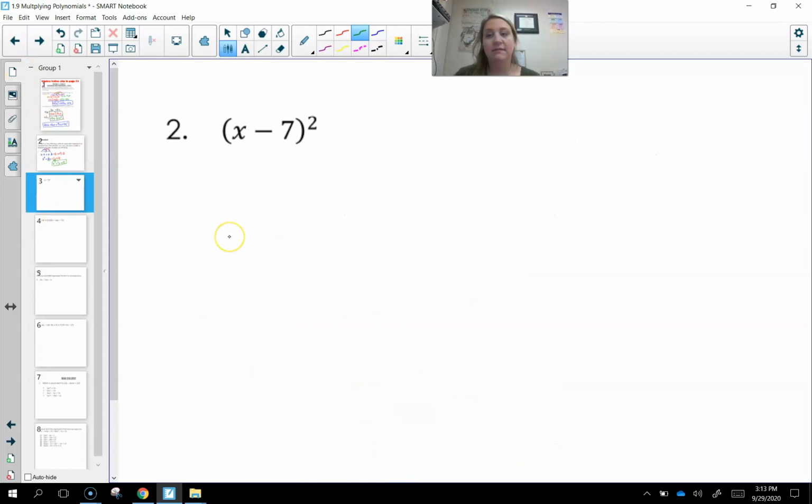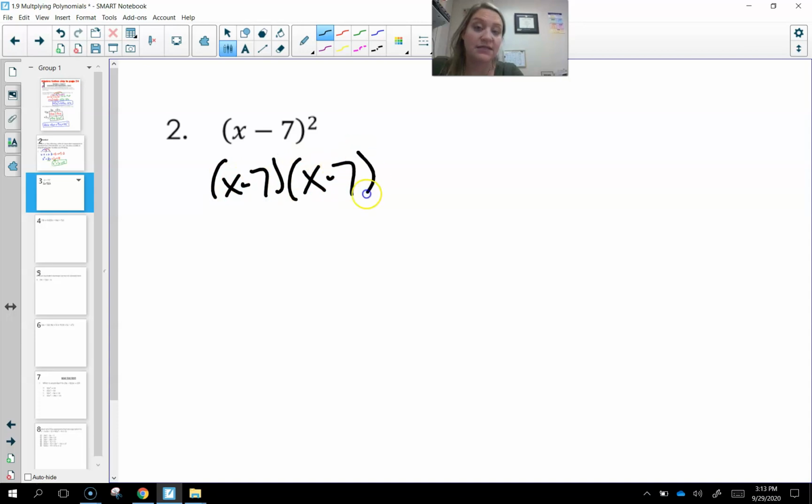All right. Number 2 has x minus 7 squared. Now we have to remind ourselves that when something is being squared, it's being multiplied by itself. So like 5 squared is 5 times 5. Negative 2 squared is negative 2 times negative 2. So here, x minus 7 squared is x minus 7 times x minus 7. You have to multiply it by itself. And then we can do our distribution and our foiling.